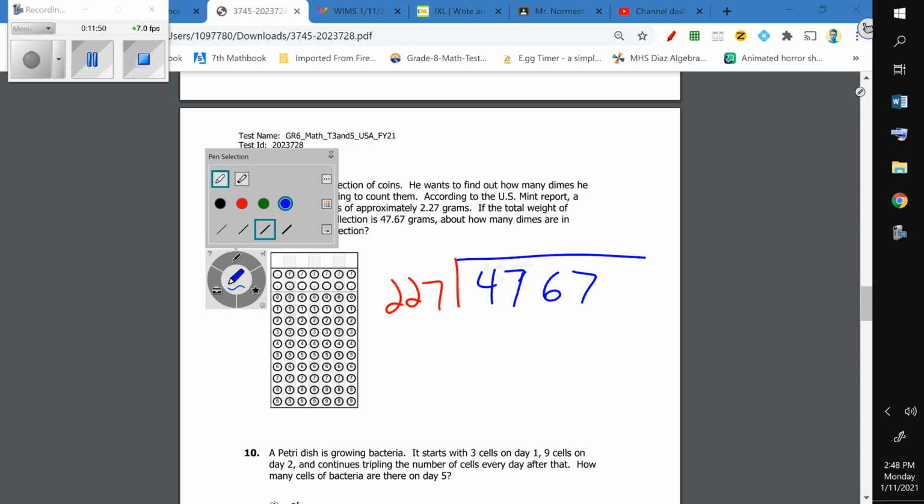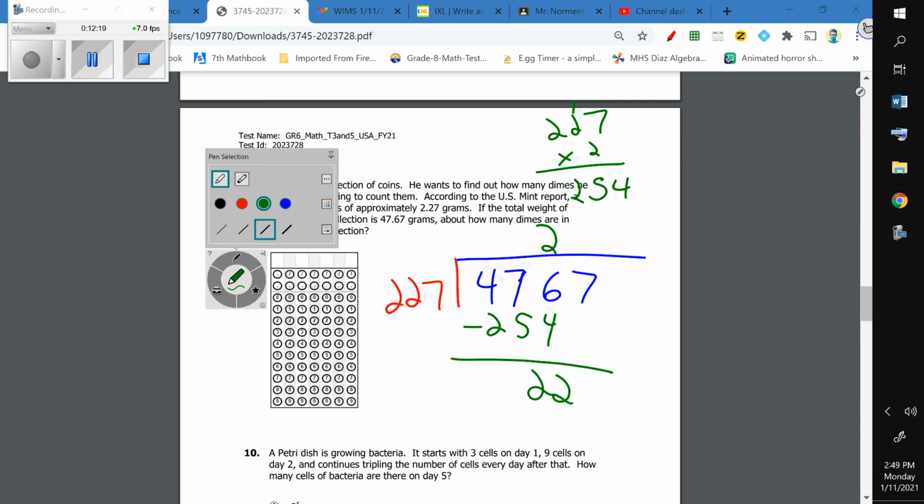You're going to divide. So this 227 goes into 476. How many times? I think the answer is 2, because 230 times 2 is 460. So 227 times 2 is going to be a little bit less than that. That's 454. So watch, I'm going to put a 2 here, I'm going to multiply, and then I'm going to subtract, and look what I get. 227, and that goes in once. So there are 21 dimes.